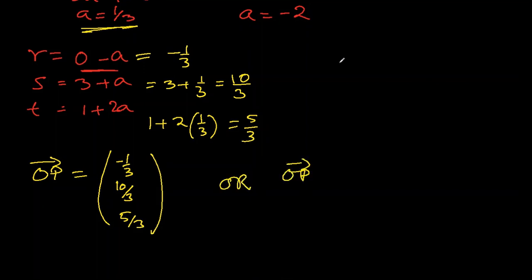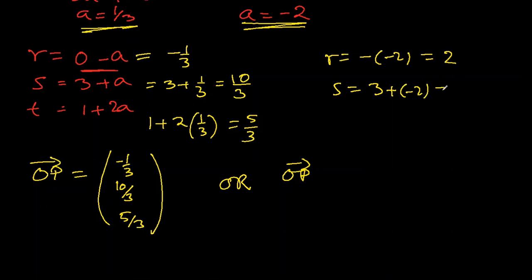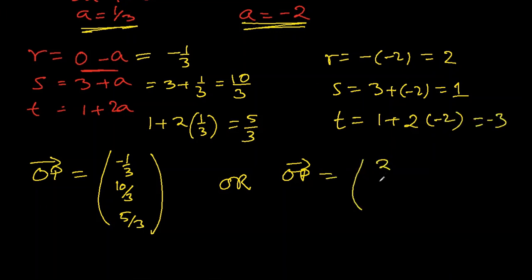Or the second one could be, let's use it here, when a is minus 2. So r equal to minus 2, which is positive. S will be 3 plus minus 2, which is 1. And t equal to 1 plus 2 times minus 2, which is minus 3. So this becomes 2, 1, minus 3, second possibility.